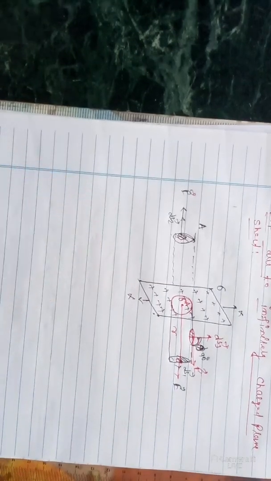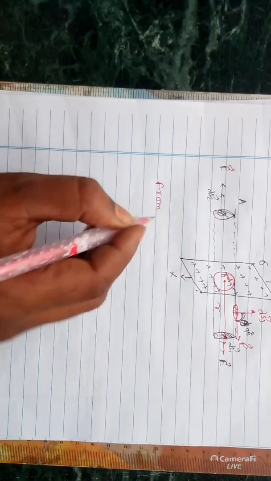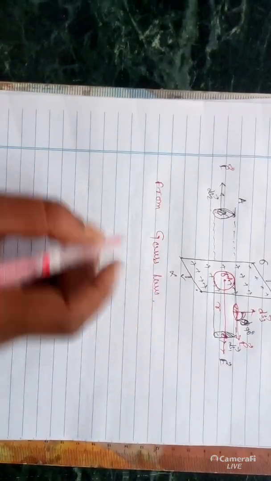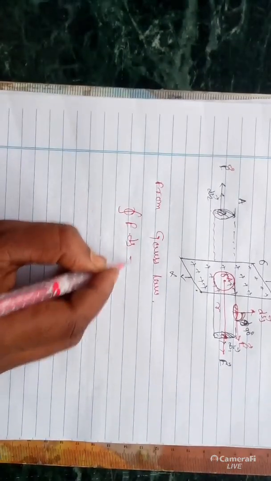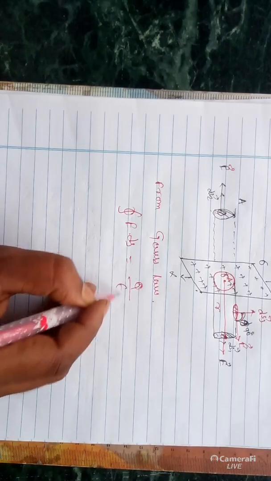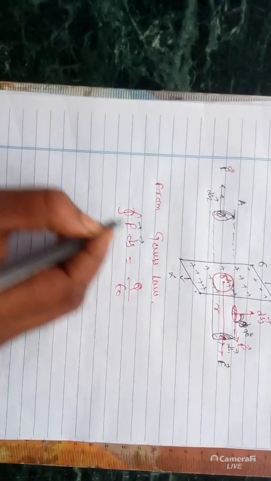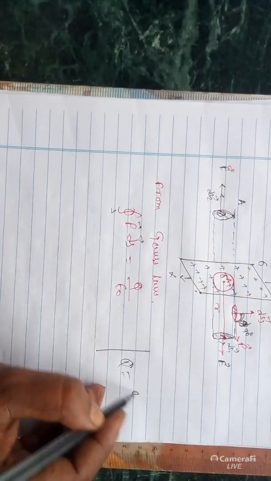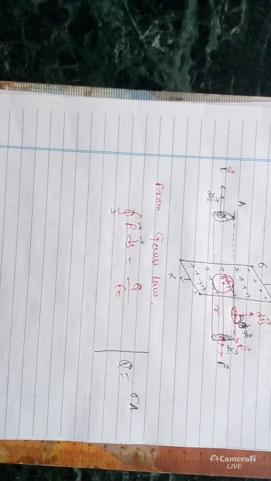Now write using Gauss law. From Gauss law, what you can write? Closed integral E dot dS is equal to total charge inside the surface divided by free space permittivity, epsilon naught. Vector quantity obviously there, S. What is the value of Q? Q is equal to sigma into A. That's all. Q is equal to sigma into A.